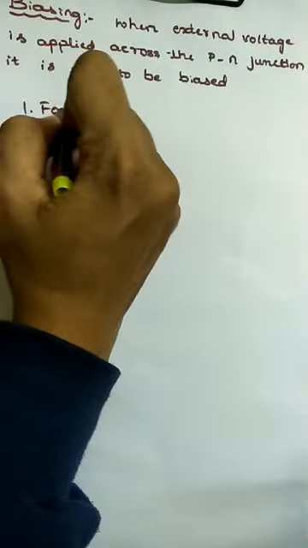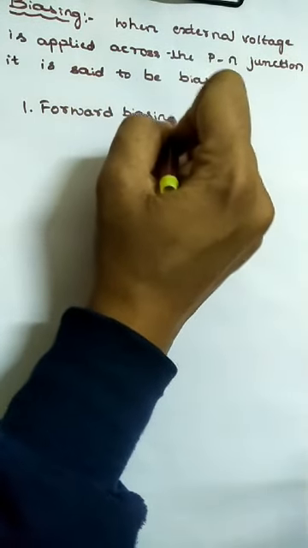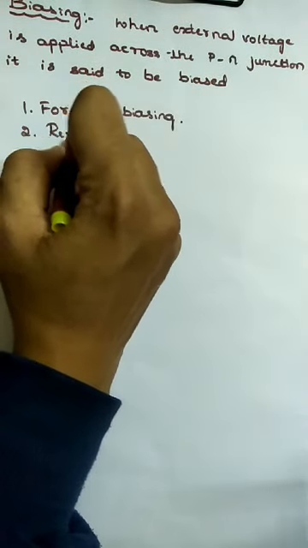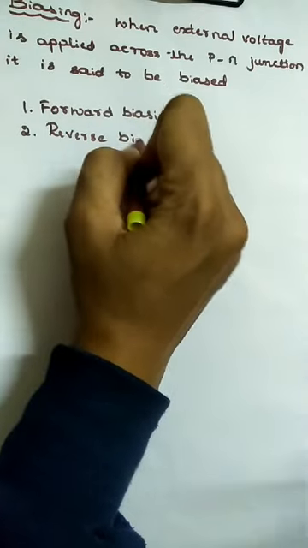First one is forward biasing. Second one is reverse biasing. So what is biasing here? When external voltage is applied across the PN junction, it is said to be biased. There are two types. One is forward biased, another one is reverse biased.